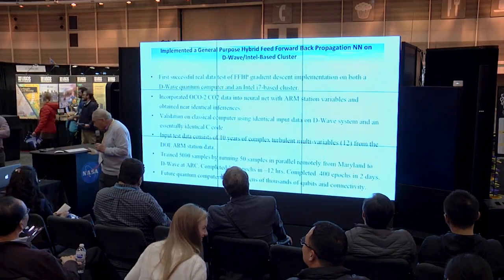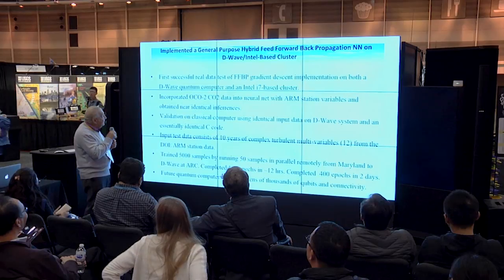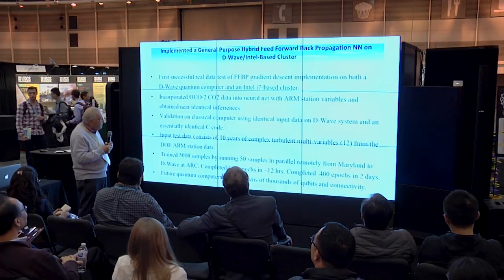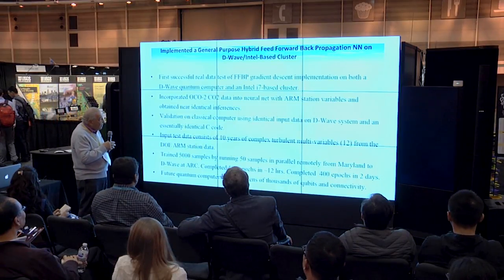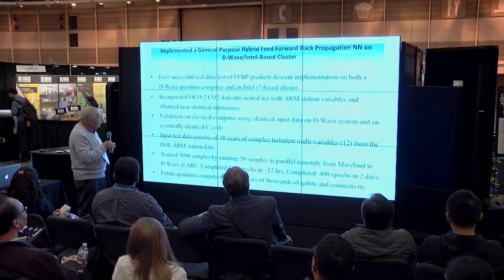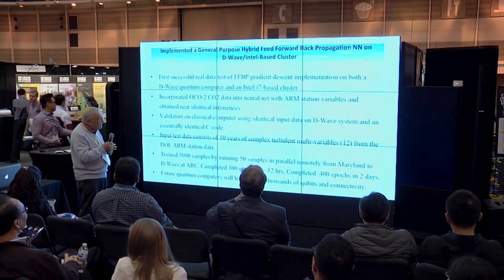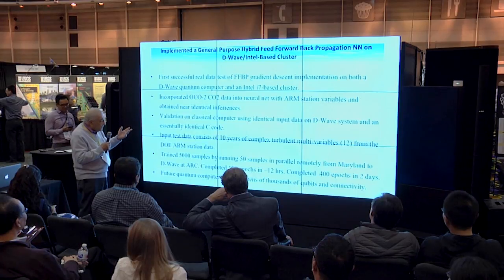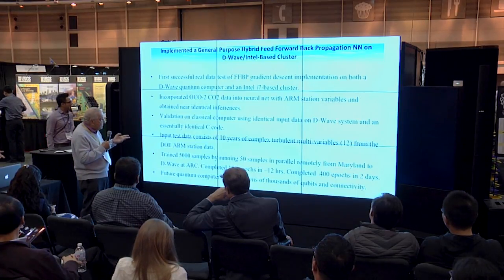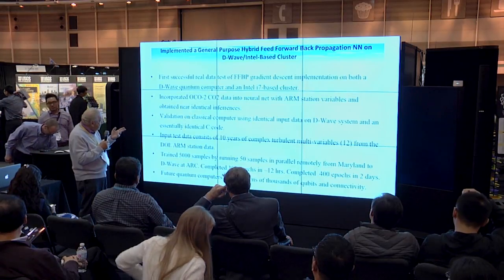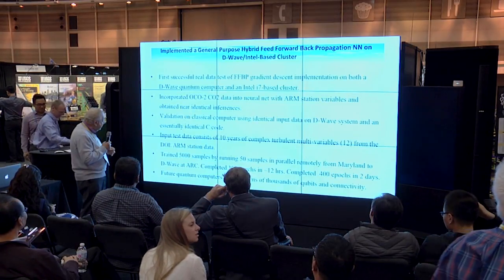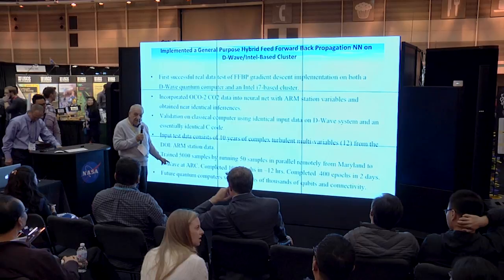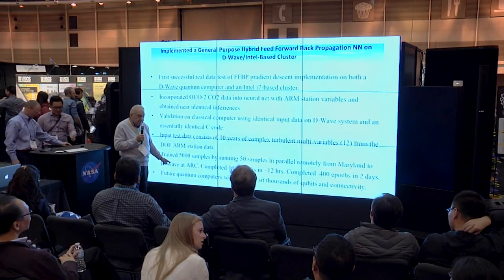So in conclusion, we've done the first successful test of a feed-forward gradient descent implementation on the D-Wave, and we've compared those results to the Intel i7 cluster. We've incorporated real OCO-2 data into the neural net, and we've obtained near-identical inferences. We validated classical computer input versus the D-Wave system. We've had to run it remotely. We did the running from here in Maryland at the University of Maryland, Baltimore County.